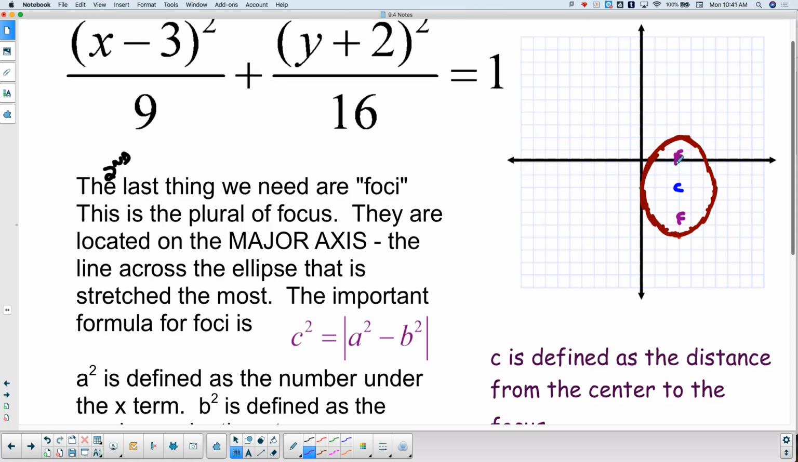Wait, where are you adding and subtracting? Or what were you talking about there? My C value is the square root of 7, right? Which is a little bit less than 3. And I add and subtract that to the center, and I go along the major axis. So in this case, major axis was vertical, so I went up and I went down. So this one up here would be 3, comma, -2 plus the square root of 7. And this one down here would be 3, comma, -2 minus the square root of 7.